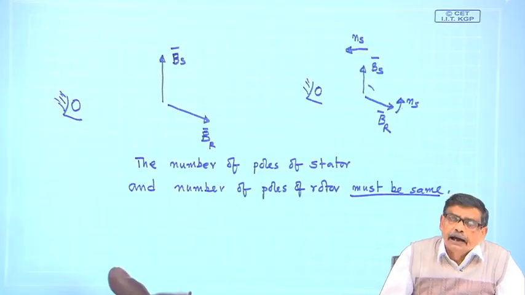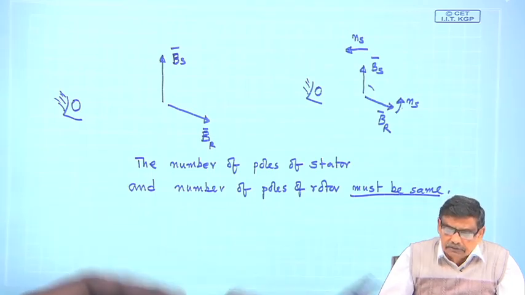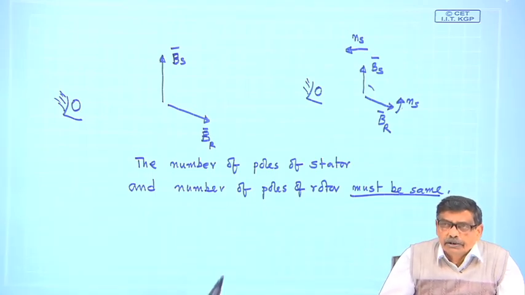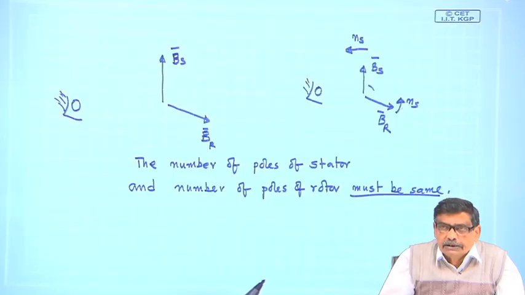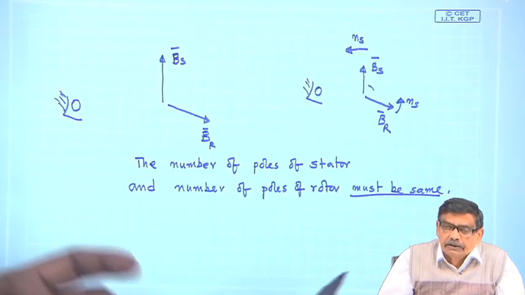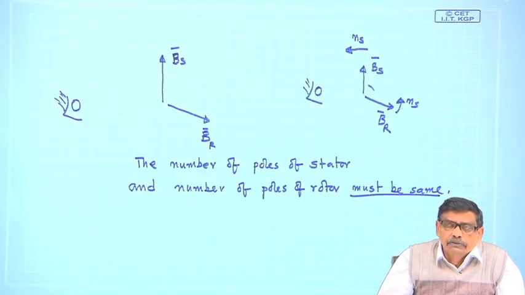And at this stage I must tell you, there are machines which we often call a 2 pole machine, a 4 pole machine, a 6 pole machine or 8 pole machine. Mind you, the number of poles must be even.